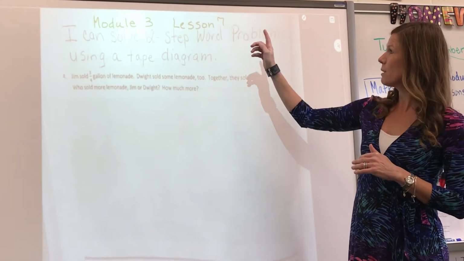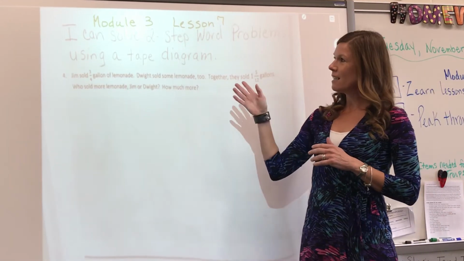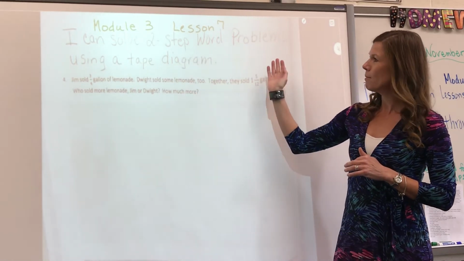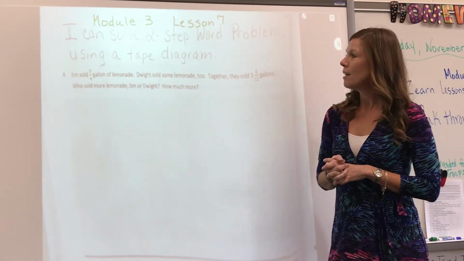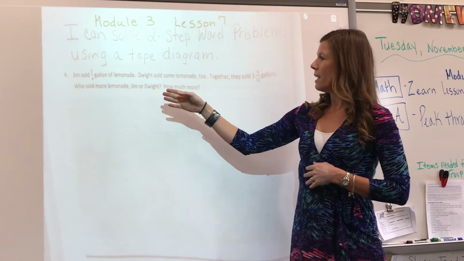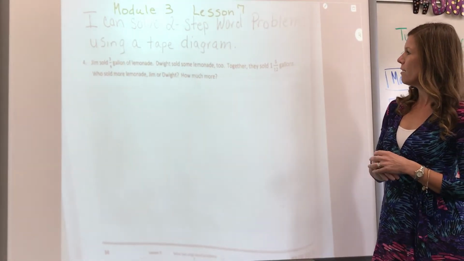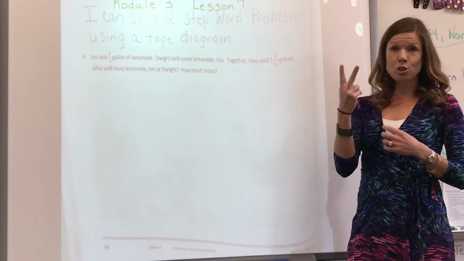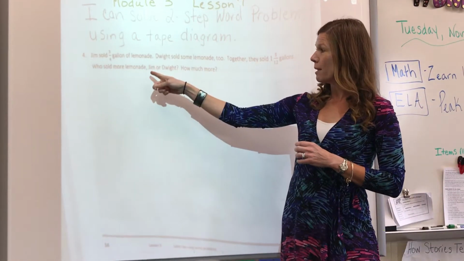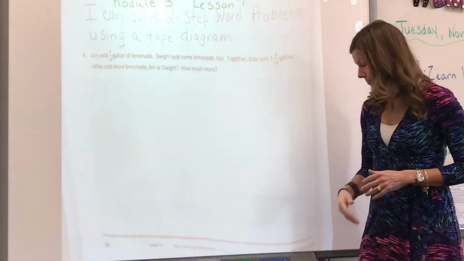It's Module 3, Lesson 7, and the I can statement is that I can solve two-step word problems using a tape diagram. Jim sold 3/4 gallon of lemonade. Dwight sold some lemonade too. Together they sold 1 5/12 gallons. And then there's a two-part question. Who sold more lemonade, Jim or Dwight, and how much more?